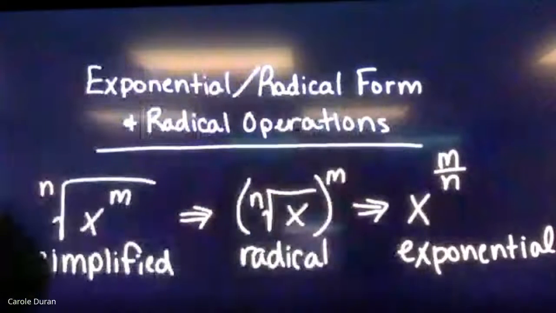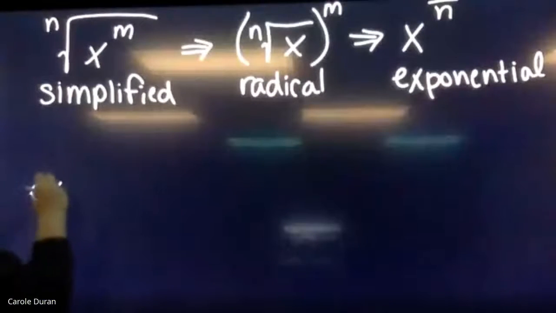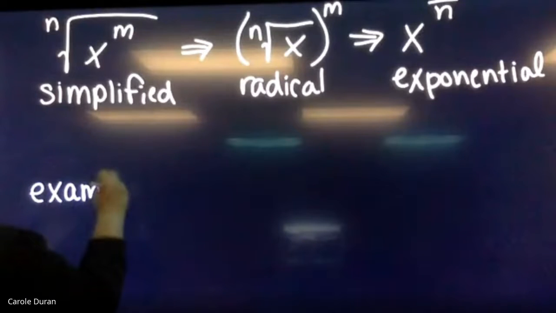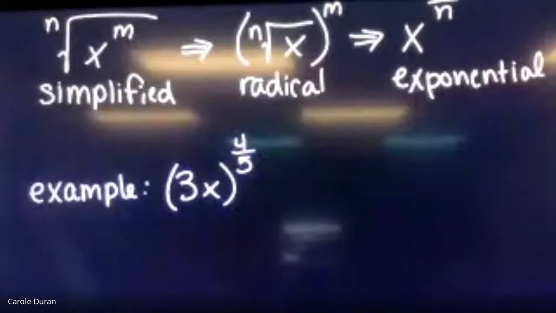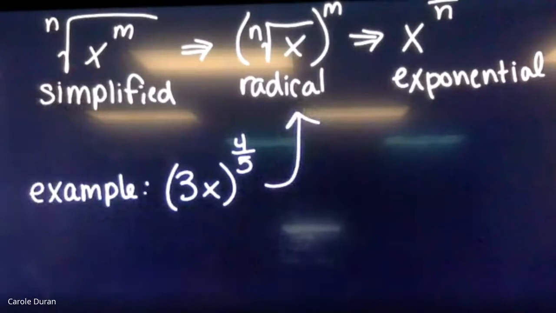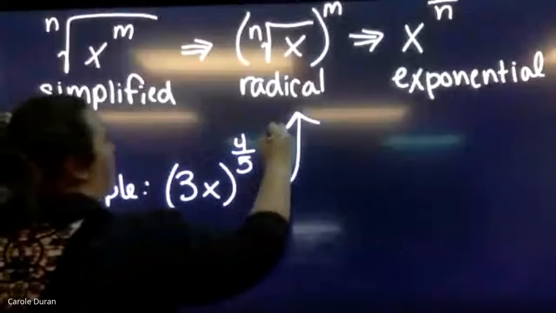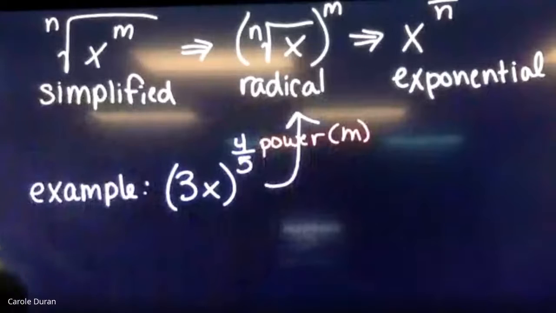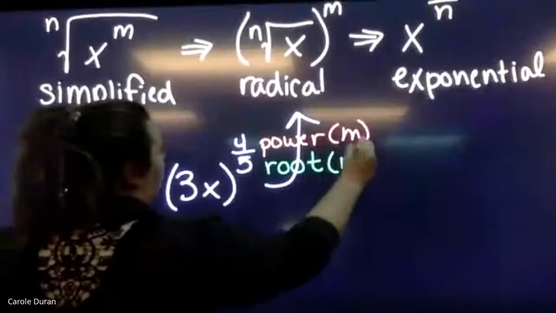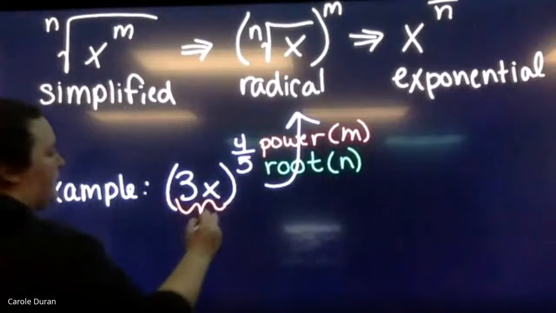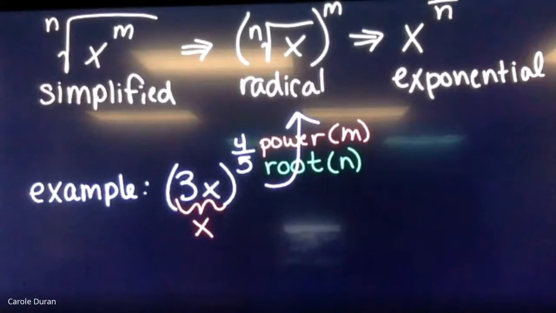Let's go ahead and start with an example. We're just going to rewrite this as a radical. So I want to rewrite it in this form. Okay. So when I do this, the first thing I have to note is what is my power and what is my root. So the numerator of my fraction is my power. So this is going to be the m in the examples above. My denominator then is my root and is going to be the n from the examples above. And whatever's on the inside of the parentheses is the x from the examples above. So then I'm just going to rewrite this in that radical form using the appropriate x, m, and n.